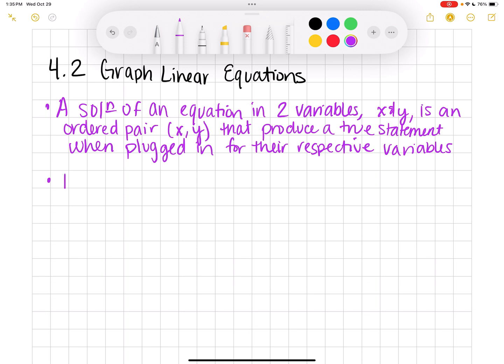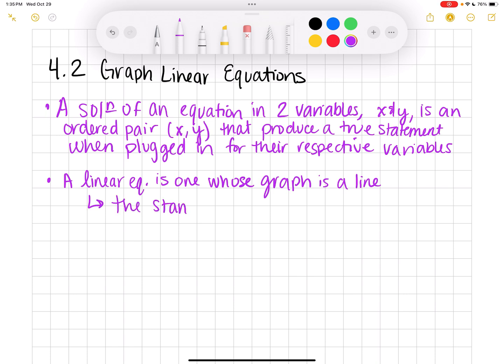A linear equation is one whose graph is a line. The standard form of a linear equation is ax plus by equals c, and a and b would just be numbers as well as c, but x and y are obviously your variables.